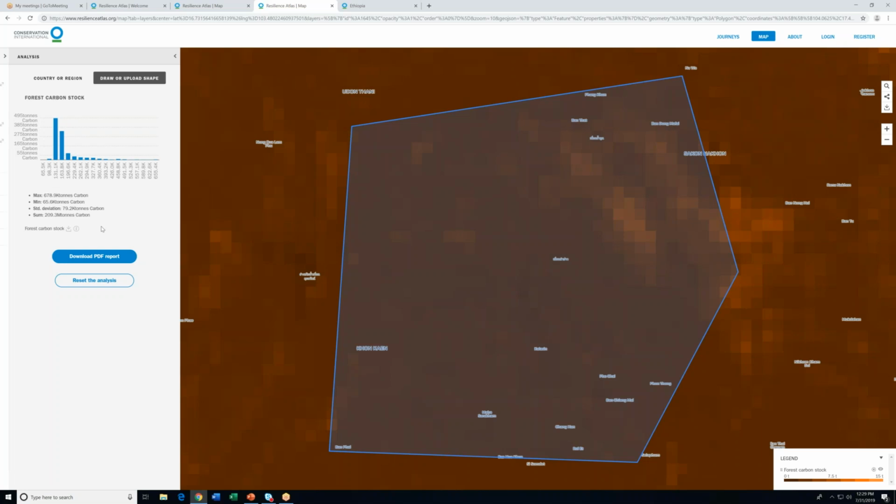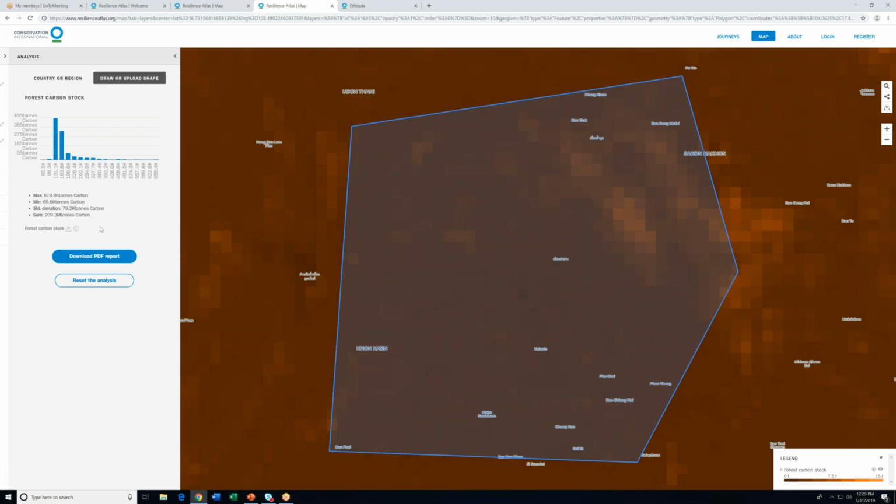What's the x-axis on those? I think they need to swap the axes. It should be frequency on the Y, and carbon on the X. Ah, okay. Yeah, so it needs to be flipped. All right.